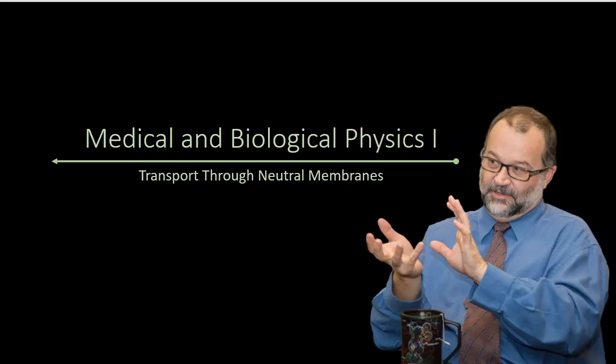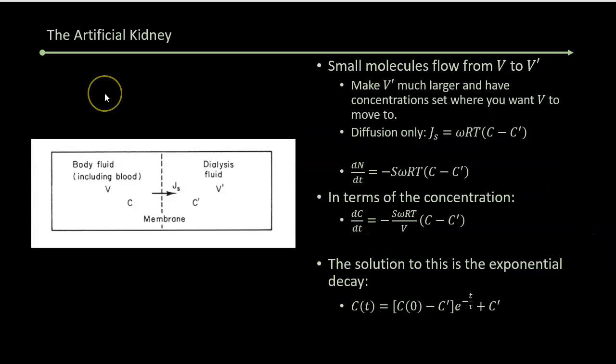In this section, we're going to start with the artificial kidney, which is not really an artificial kidney, but dialysis. Imagine you've got your blood volume here, and you've got your dialysis fluid, and you're going to run your blood volume over a membrane in which the other side is your dialysis fluid.